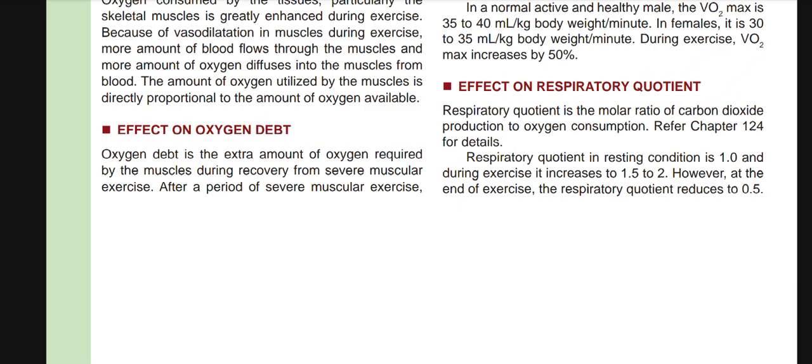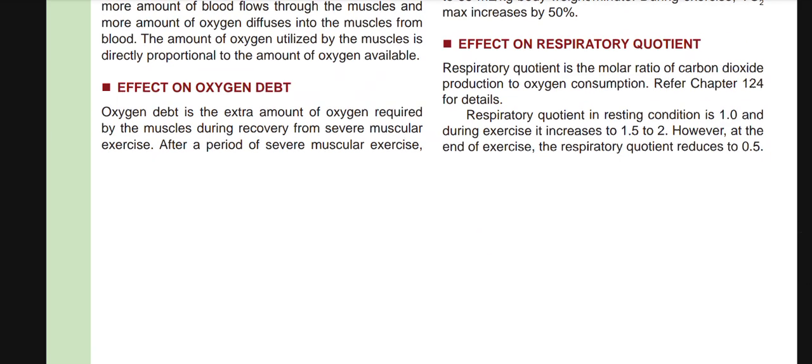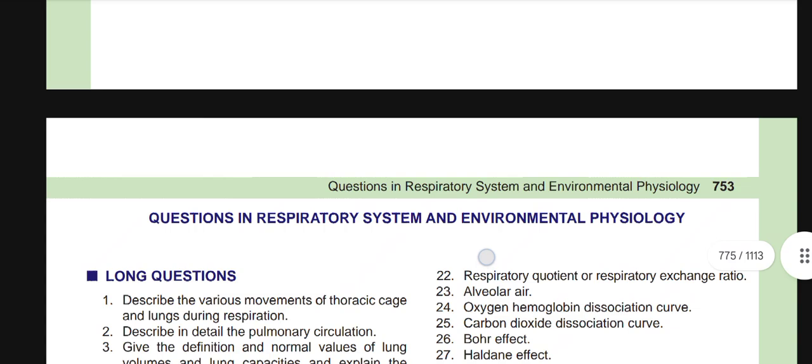Now, effect on respiratory quotient. Respiratory quotient is the molar ratio of carbon dioxide production to oxygen consumption. Respiratory quotient in resting condition is 1.0, and during exercise it increases up to 1.5 to 2. However, at the end of the exercise, the respiratory quotient is reduced to 0.5.